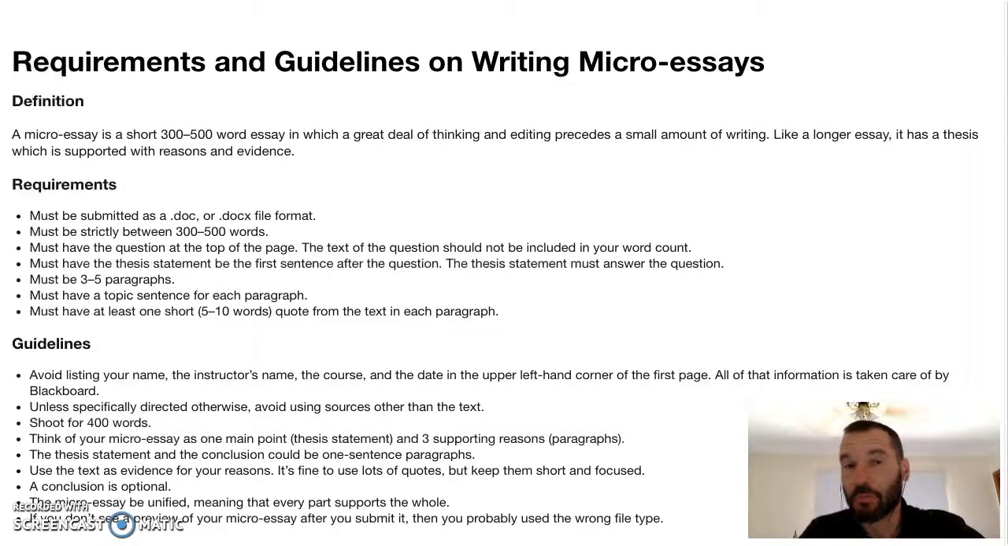Now, that thesis statement could be its own paragraph. You could have that as its own paragraph. That would be fine. It's optional. But the whole thing should be no fewer than 3 paragraphs and no more than 5. Each paragraph has to have a topic sentence that introduces what that paragraph is talking about. And each paragraph, other than the thesis statement paragraph, has to have a quote from the text as support. Short quote, between 5 to 10 words. Okay, so those are the requirements, and let's look at how you might submit these.